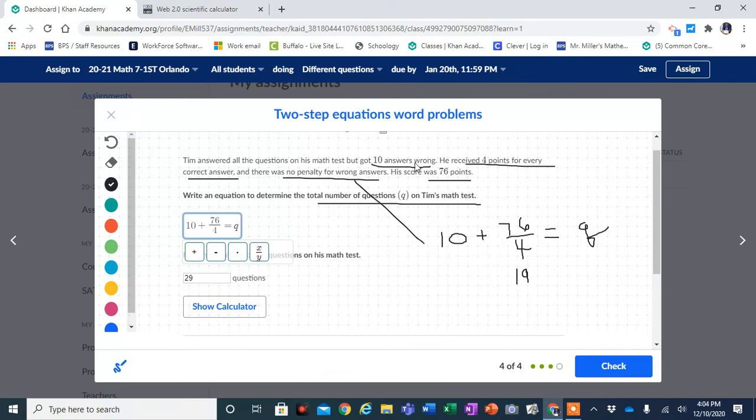Because he had 10 wrong, but there was no penalty, those 10 questions would still have to be included, plus the 76 points divided by 4, because each of them was worth 4, would be another 19 questions. So that would mean there would then be a total of 29 questions.